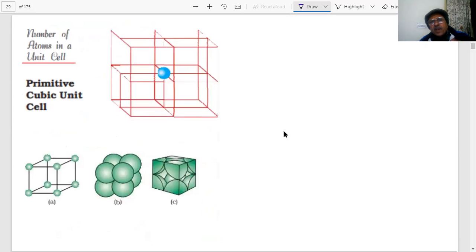Okay. The next question which is asked in the paper, student, is the number of atoms in a unit cell, which is also called the rank of a unit cell. Number of atoms, student, in a unit cell. This is also called the rank of the unit cell, student.